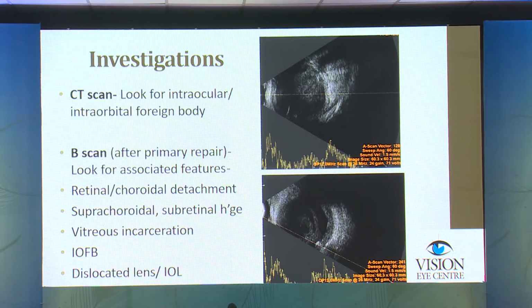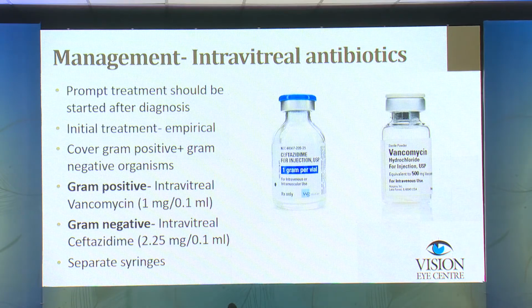Investigations, as Dr. Das has already stressed: CT scan is important to look for any foreign body. And B scan done after primary repair is done to look for associated features of trauma which may decide the prognosis and the surgical management in these cases. Once a diagnosis has been made, prompt treatment with empirical intravitreal antibiotics should be initiated early.